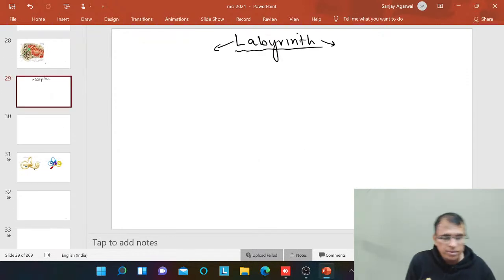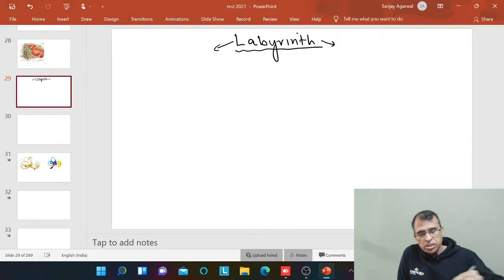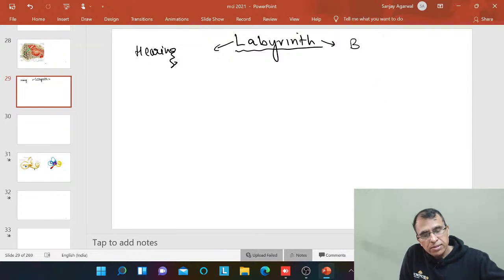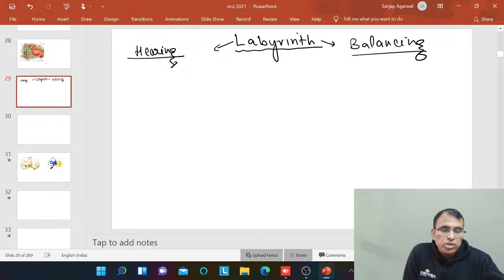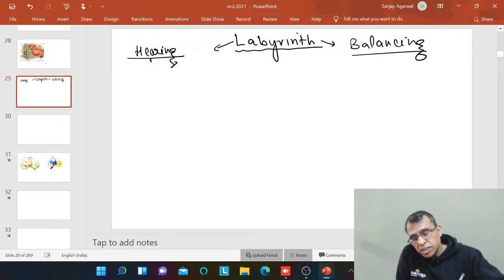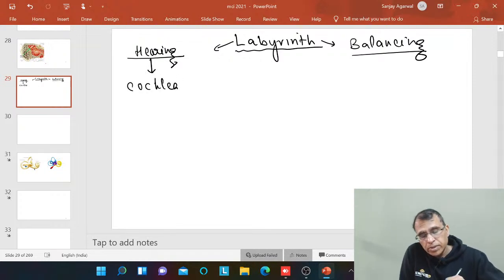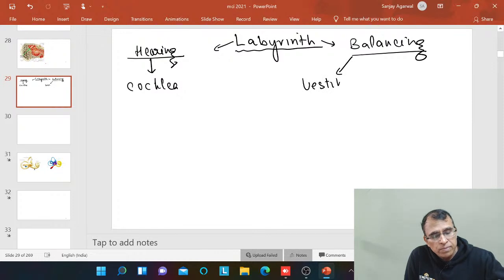Now coming back to labyrinth, I was telling you that labyrinth has two functions. One that of hearing and other balancing. Because labyrinth has two parts, hearing and balancing, we divide the labyrinth into two parts. The part of the labyrinth that is responsible for hearing is called the cochlea. I'm sure you know this. And the part of balancing is vestibule and canals. Canals means superior, semicircular canals.